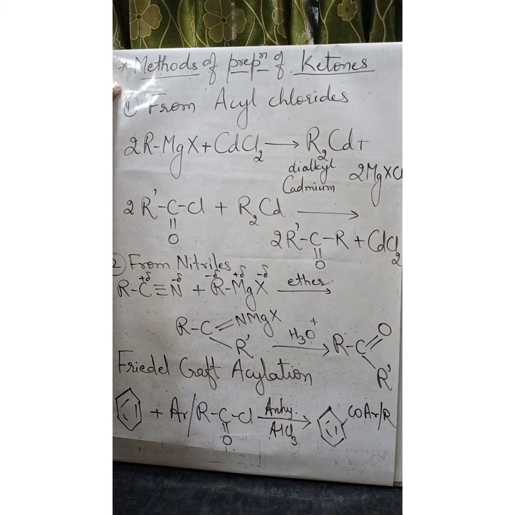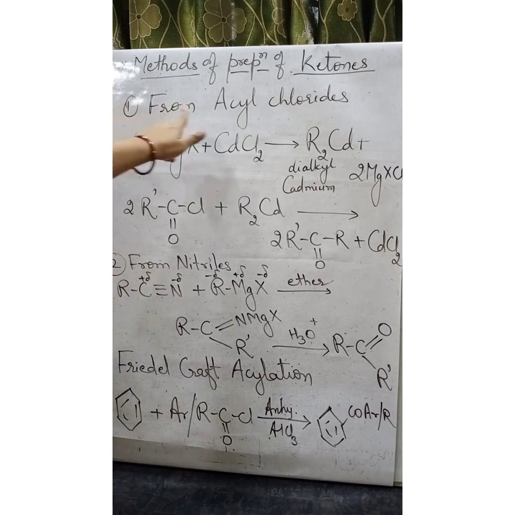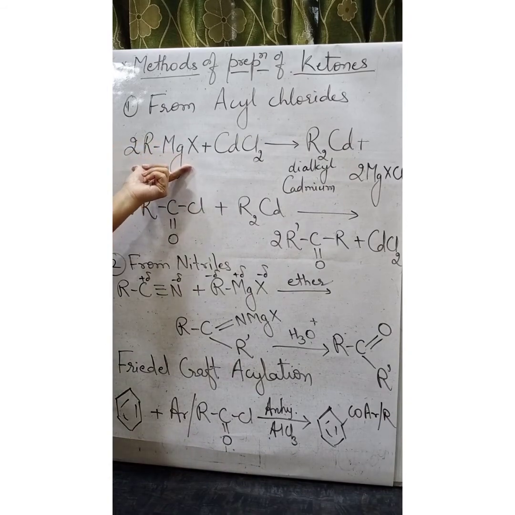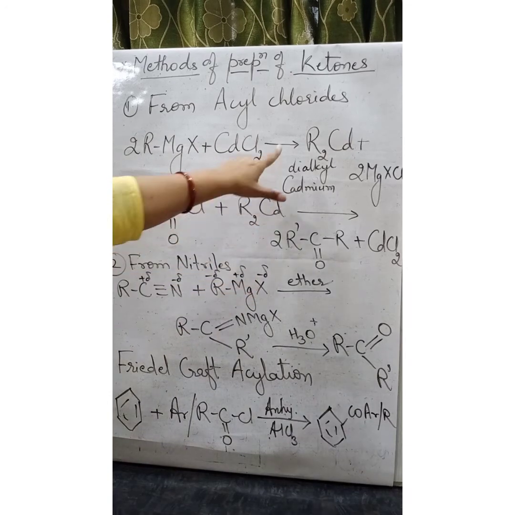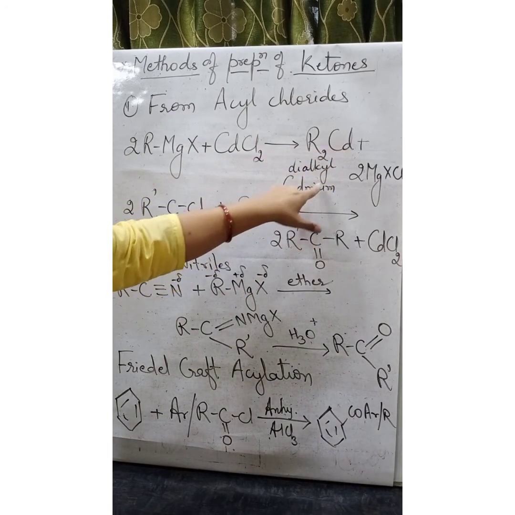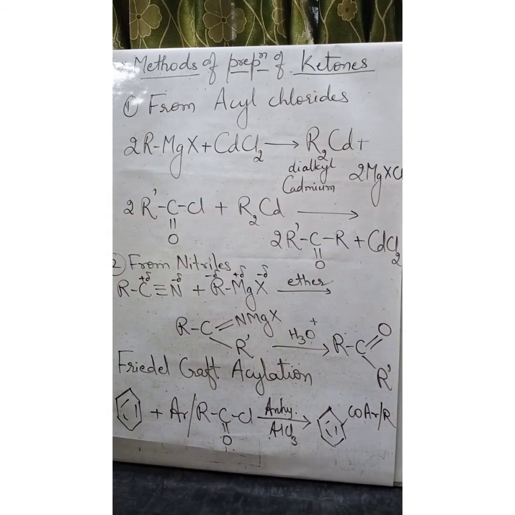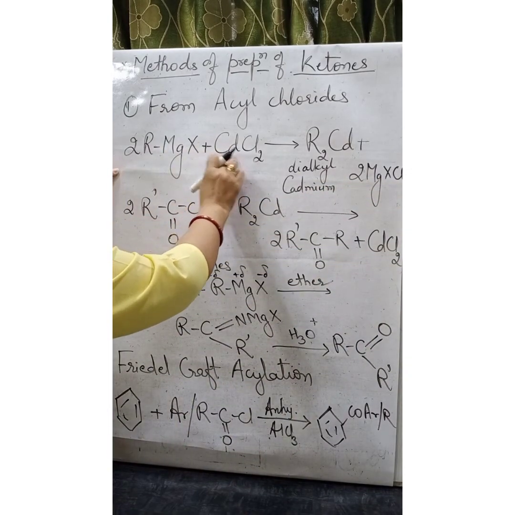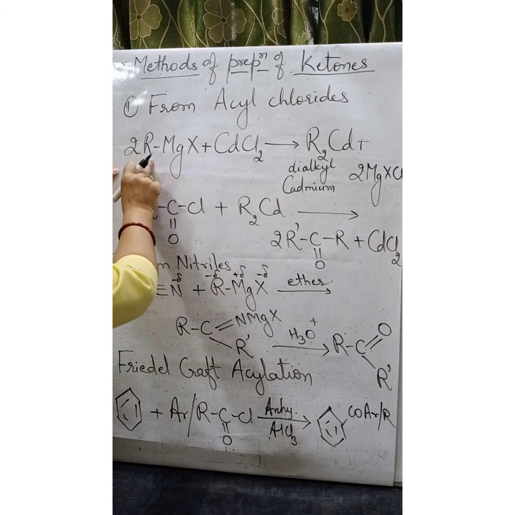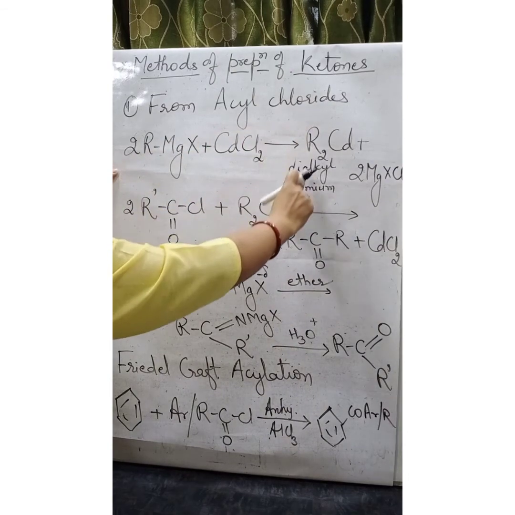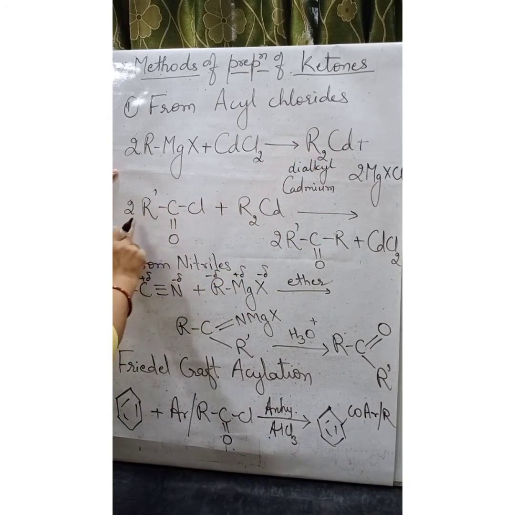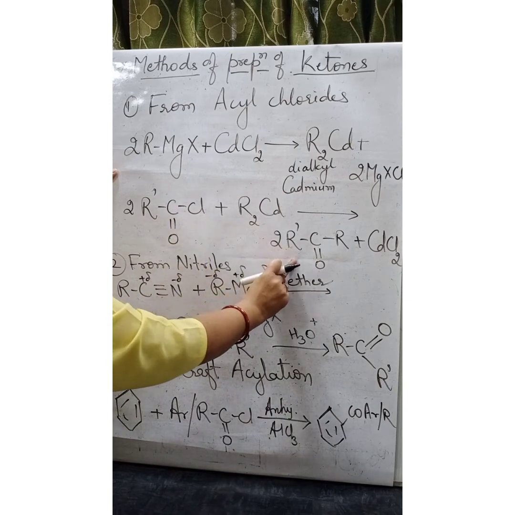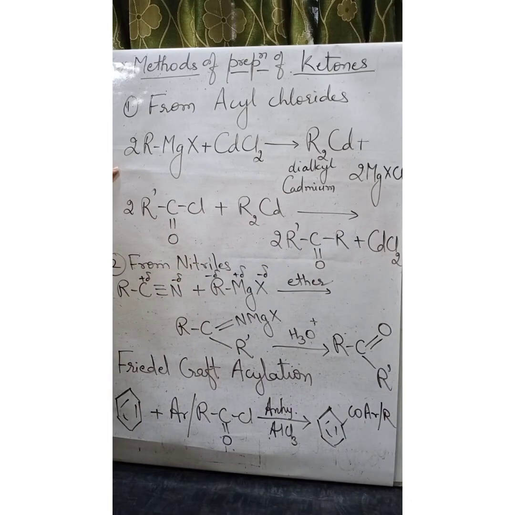Methods of preparation of ketones. Ketones can be prepared from acyl chlorides. RMgX, Grignard reagent, on treating with cadmium chloride, forms dialkyl cadmium plus MgXCl. You can see here cadmium and chloride. Cadmium combines with alkyl group to form dialkyl cadmium. This dialkyl cadmium then reacts with acyl chloride to form ketone plus cadmium chloride.